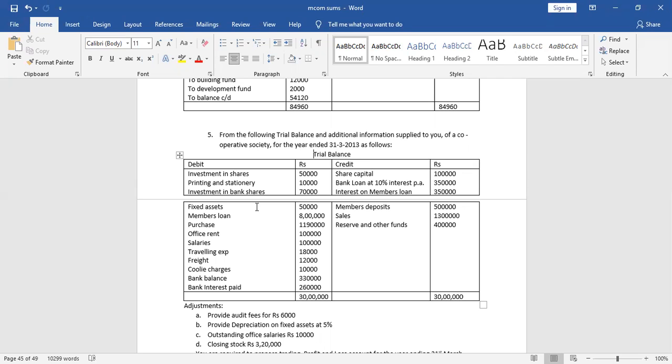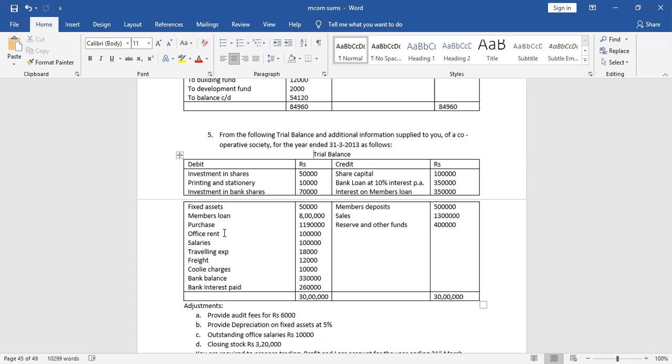And then what we have? Then we have purchase. Purchase will come in the trading account. Office rent will come in the P&L account. Salaries P&L account. Traveling expense P&L account. Freight will come in the trading account. Coolie charges will come in the trading account. Bank balance asset. Bank interest paid, P&L account.